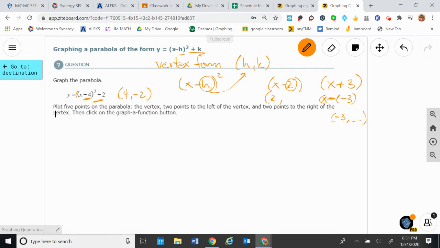Okay, here's the directions. This is how we graph a parabola. You need to plot 5 points. You have to plot the vertex and 2 points to the right and 2 points to the left. Okay? So this is 2 points to the left and 2 points to the right.